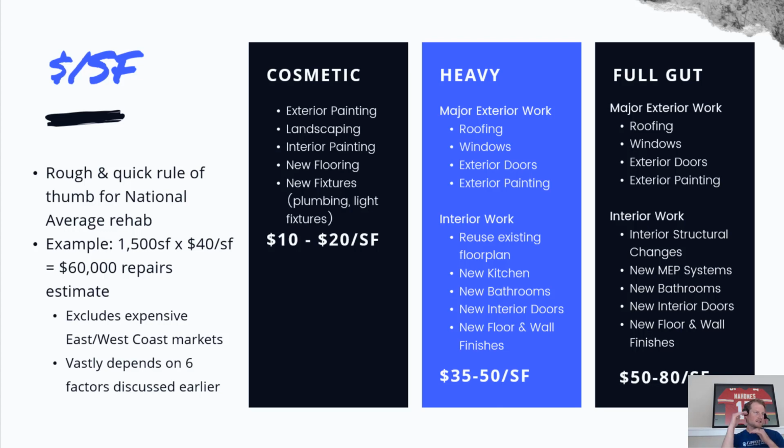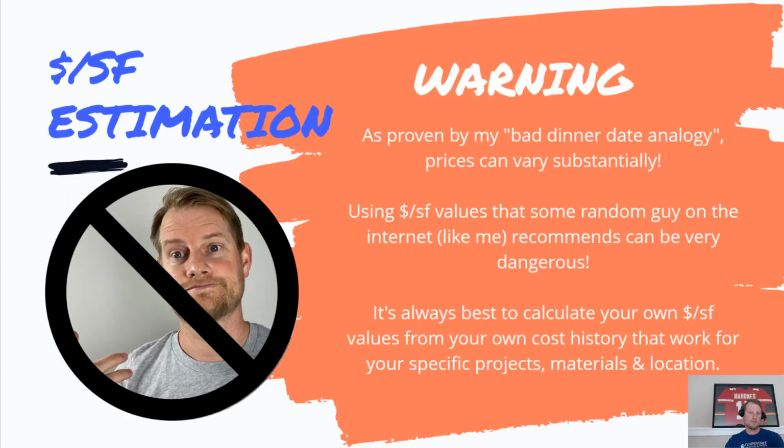So again, I did a detailed analysis to come up with these values here, so that way hopefully you can understand what scope of work is included in each of those categories, the cosmetic, heavy, and full gut there, and that's how I came up with those price ranges. But truth be told, as proven by my bad dinner date analogy, obviously prices can vary substantially. So using a dollar per square foot value that some random guy on the internet like myself recommends can be very dangerous. So it's always best to calculate your own dollar per square foot values from your own cost history that work for your own specific projects, your materials, and your location.